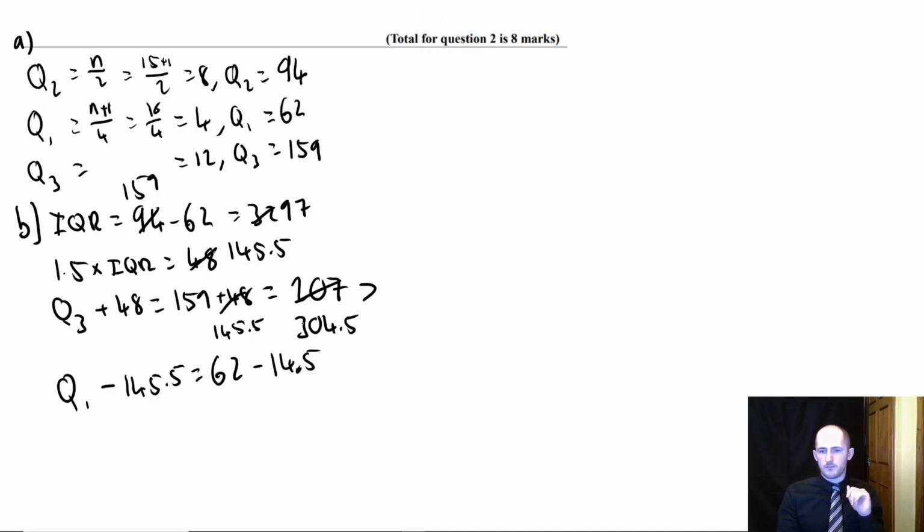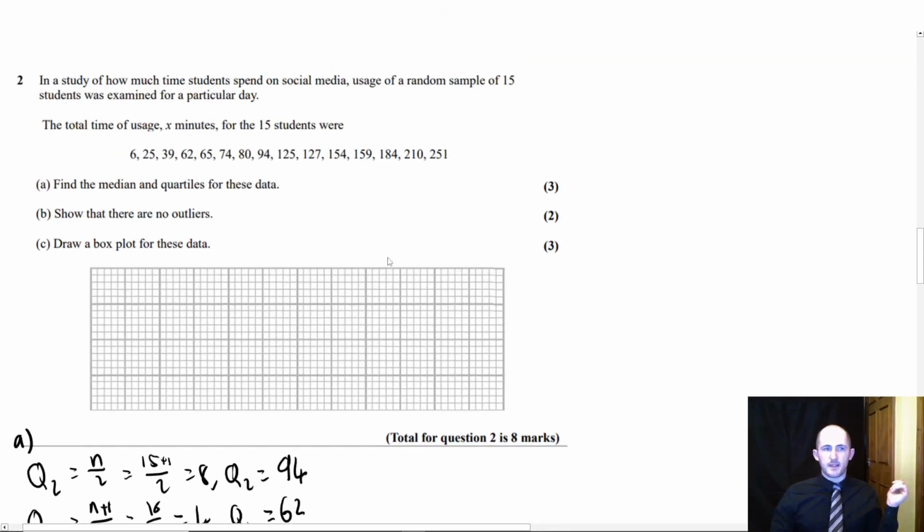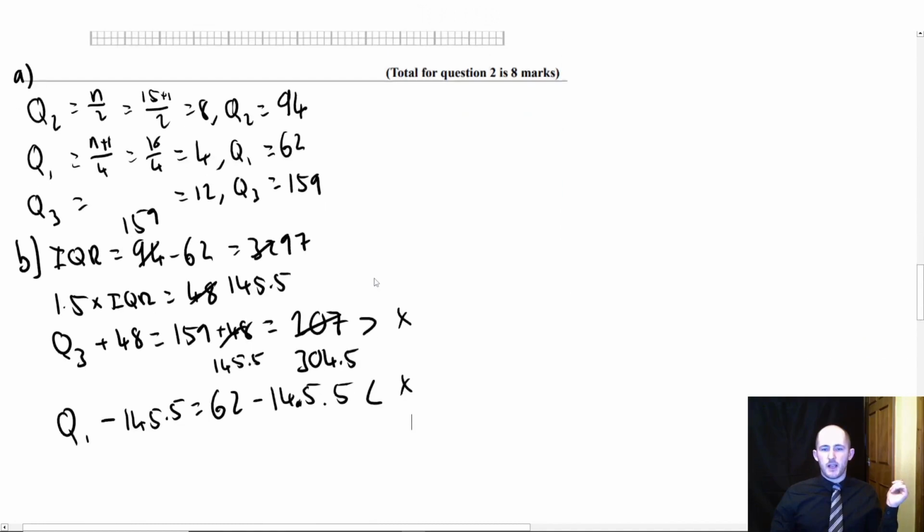So 45.5. So anything less than that, which of course there is nothing for either because you can't have a negative number of minutes, right? That doesn't make any sense. So hopefully that makes sense for part B.